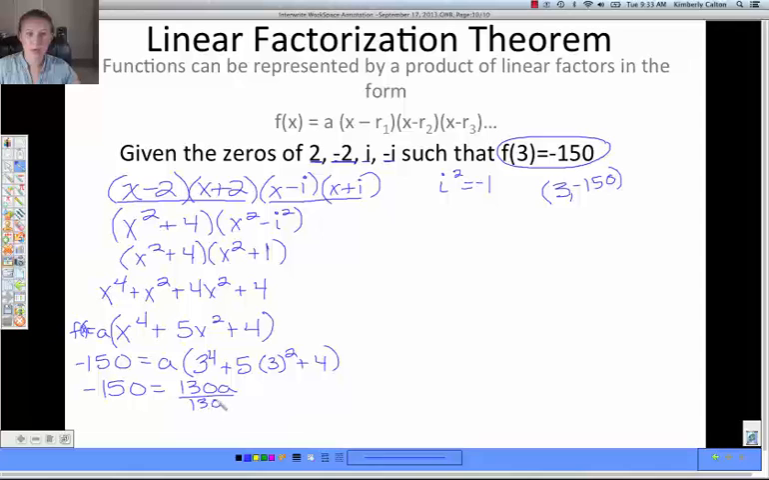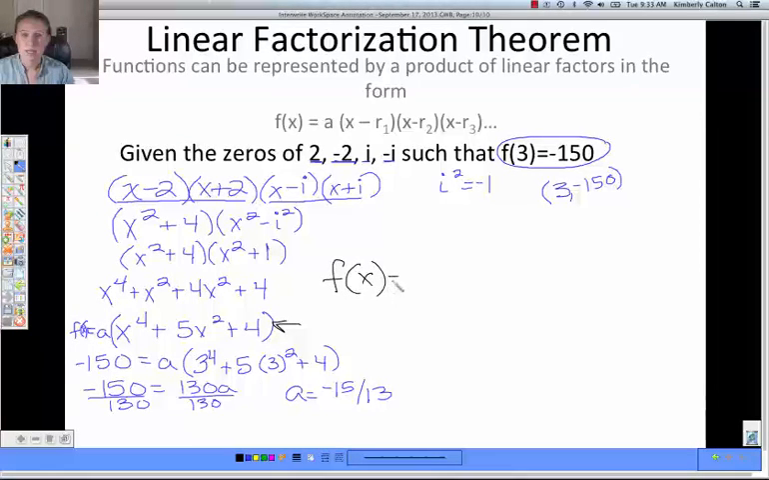So I'm simply going to divide by 130 on both sides. And I'll see that negative 150 divided by 130 is negative 15 thirteenths. So a equals negative 15 thirteenths. And for my final answer, I'm going to rewrite this form with the a value in it. So I have f(x) equals negative 15 thirteenths times x to the 4th plus 5x squared plus 4.